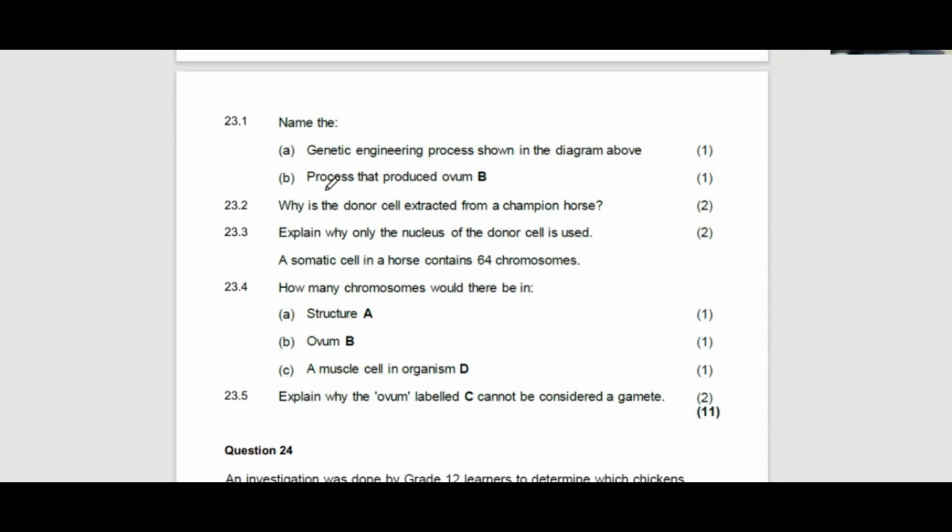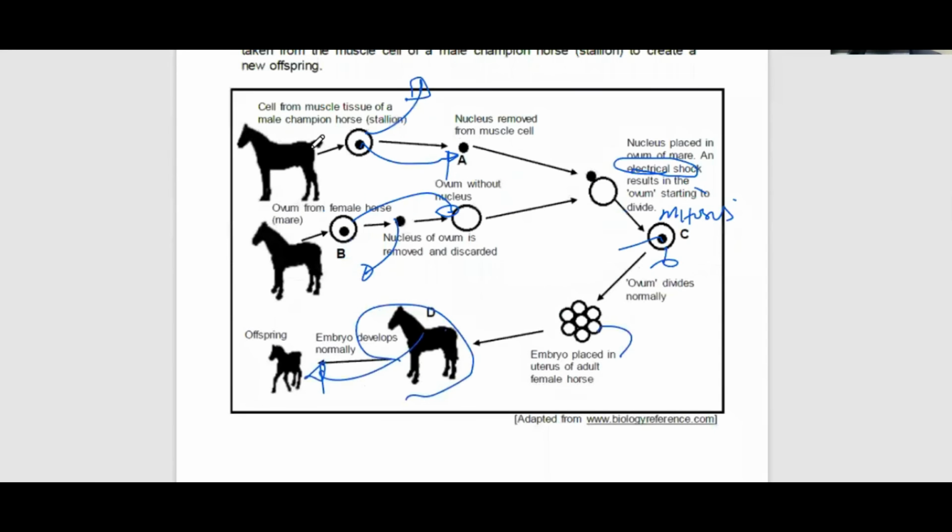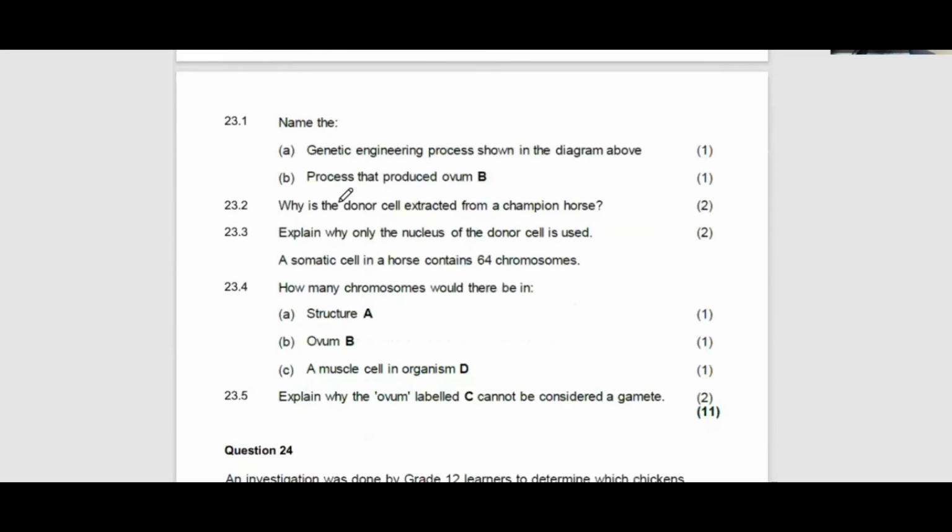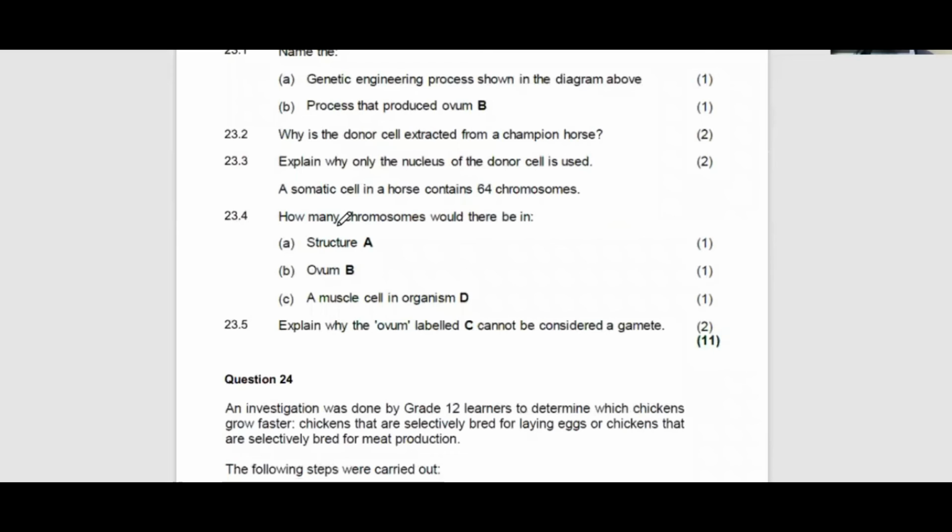So they're saying, why is the donor cell extracted from the champion horse? Why did we extract it from the champion? Because we want to produce a sheep which looks like the champion horse, meaning that it has the characteristics of the champion horse.